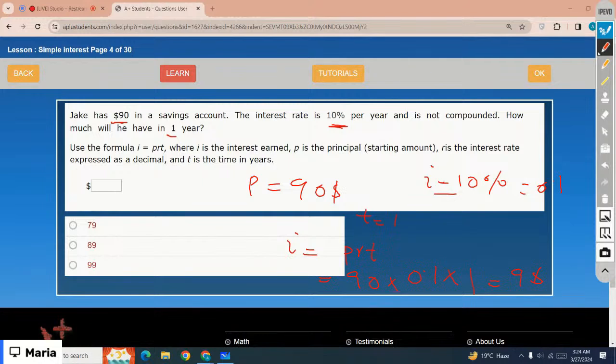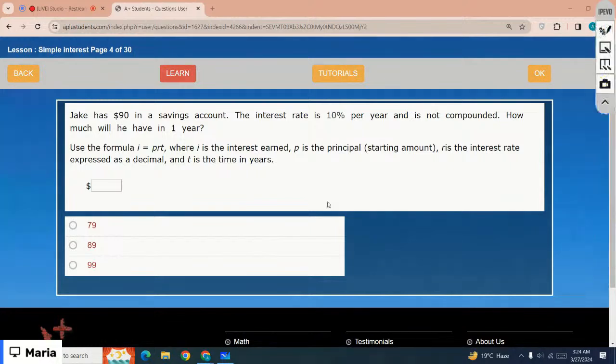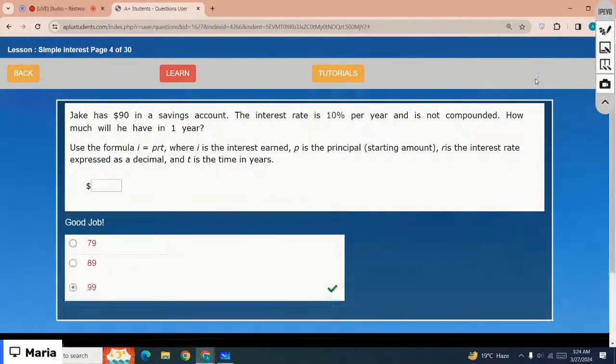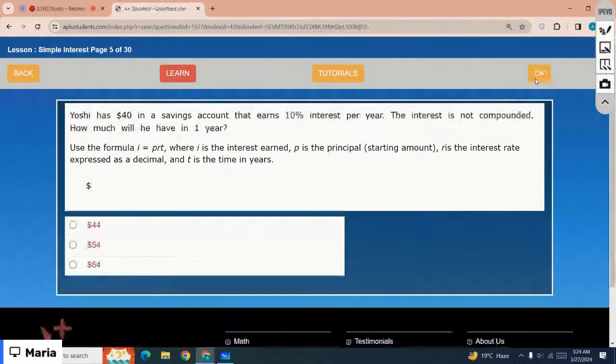Got it? The correct option is 99. If you have any question, you can ask again. The correct option is $99. Got it? Okay, now you have to do the last one, right? Then we'll move on to the next lesson.